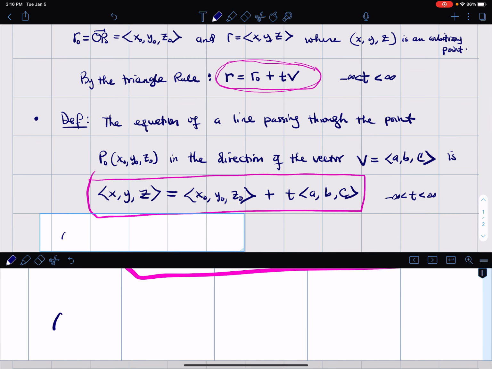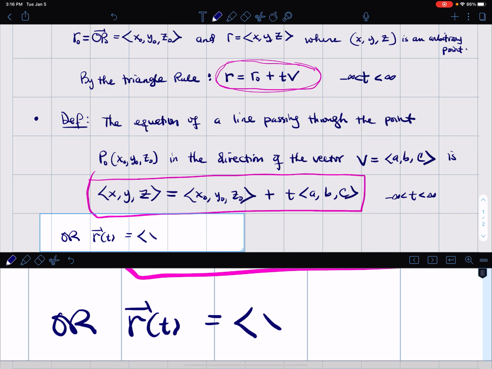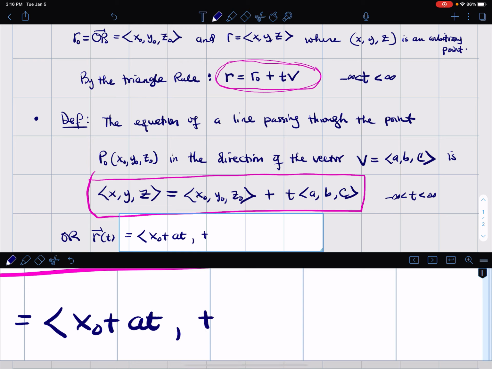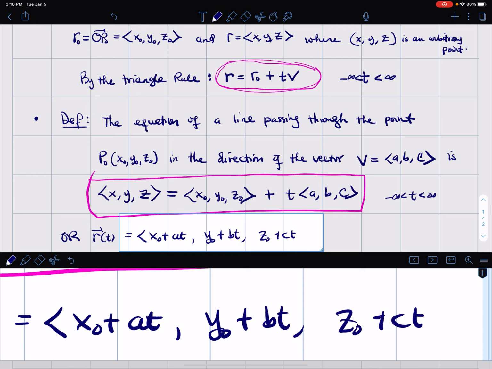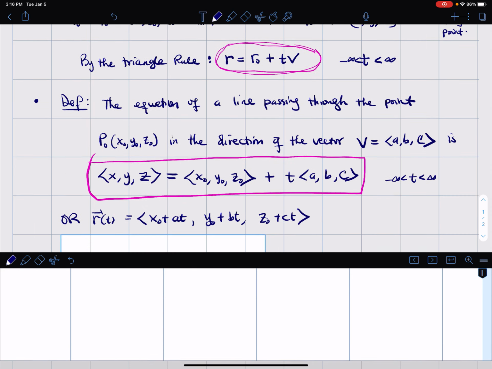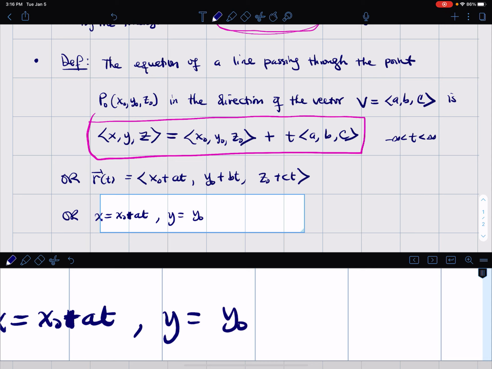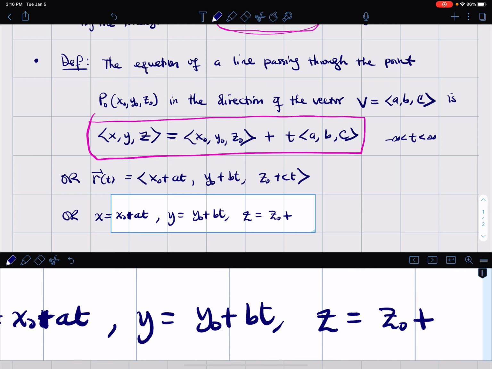Another way of writing it is to say that r of t as a vector is equal to x naught plus a times t, y naught plus bt, z naught plus ct. Or alternatively, we can say that x is equal to x naught plus at, y is equal to y naught plus bt, and z is equal to z naught plus ct.